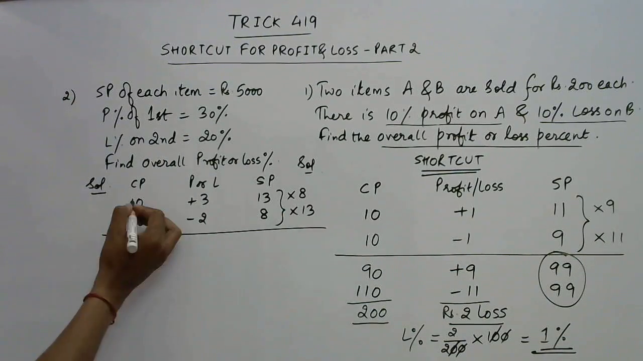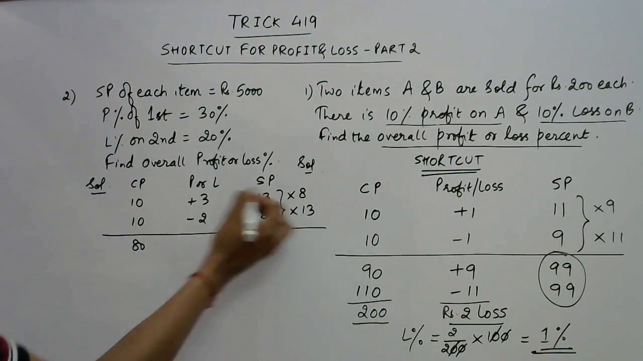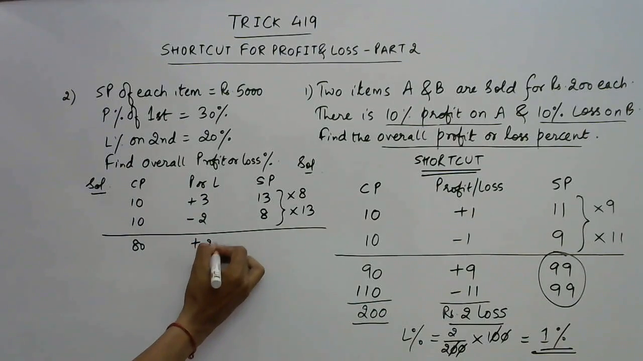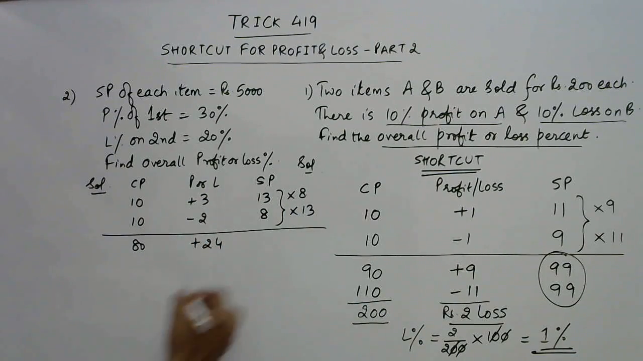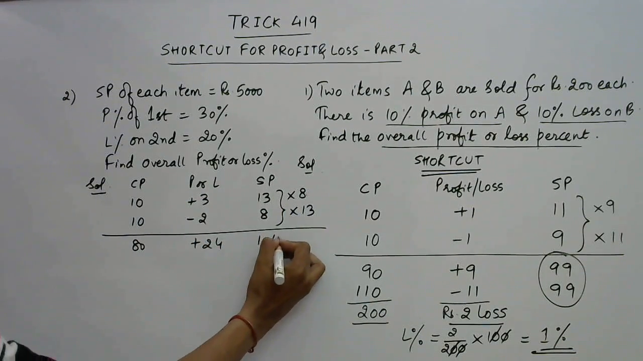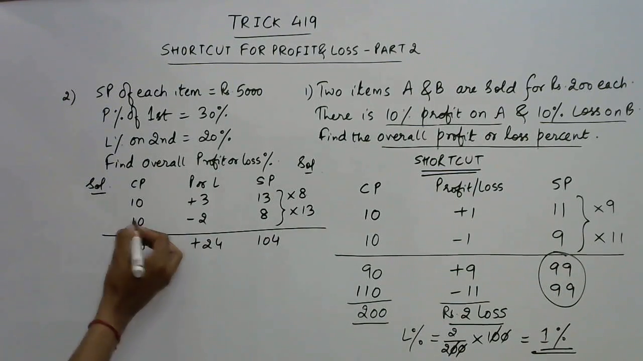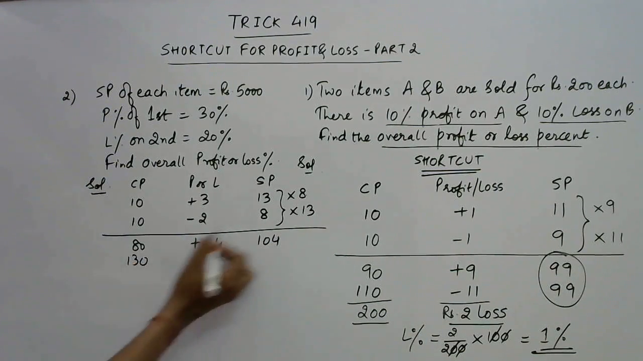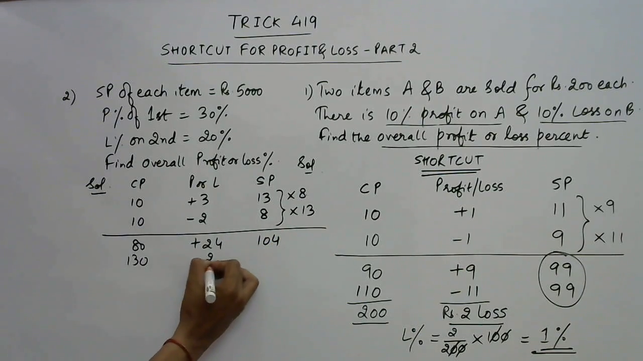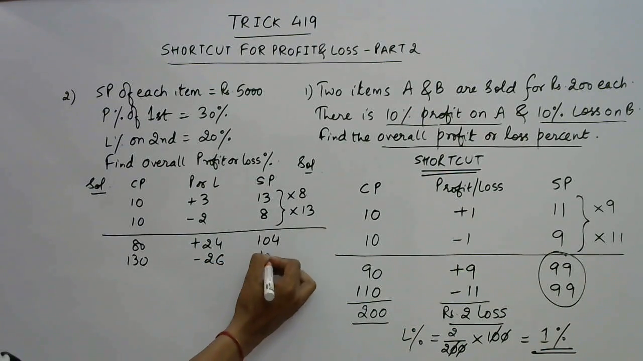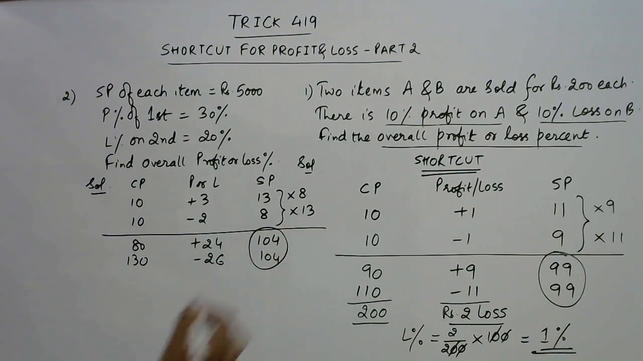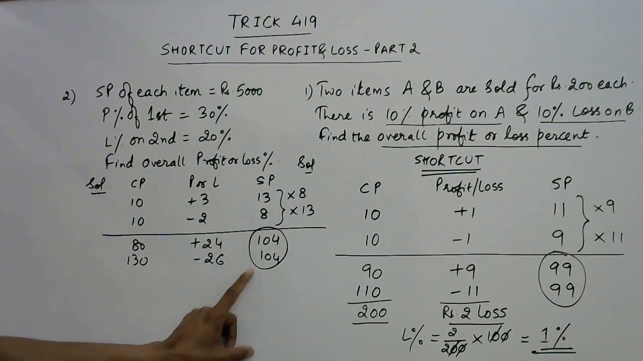Here I have 8 into 10, 80. 8 into 3, 24. So plus 24. And 13 into 8, that is 104. Now the second row, 13 into 10, 130. 13 into minus 2, minus 26. And 13 into 8, 104. Now I don't need to consider these two.